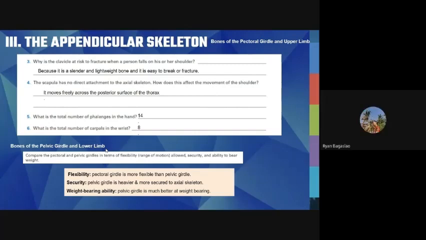Okay, so for the continuation, compare the pectoral and pelvic girdles. In terms of flexibility, the pectoral girdle is more flexible than the pelvic girdle. However, security-wise, the pelvic girdle is heavier and more secured to the axial skeleton compared to the pectoral girdle. As well as, in terms of weight-bearing ability, the pelvic girdle is much better at weight bearing.